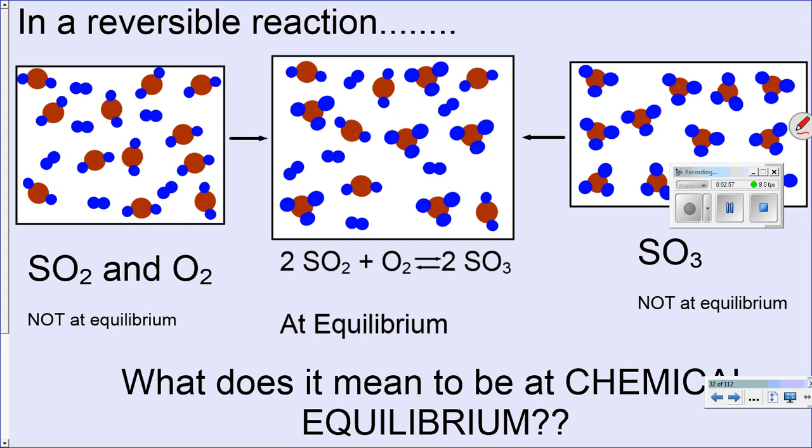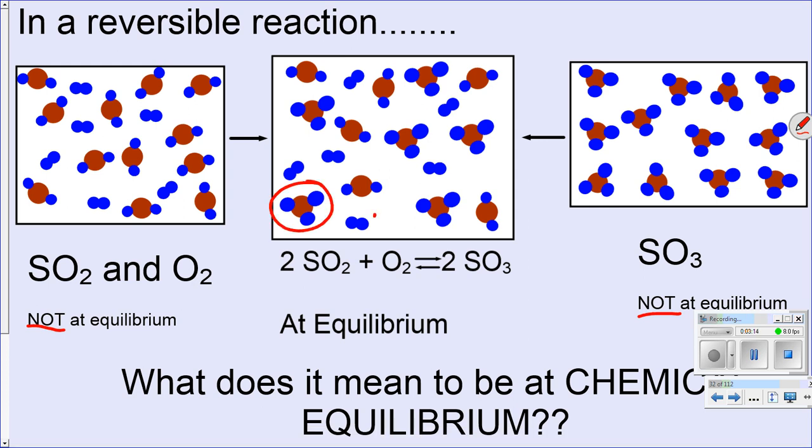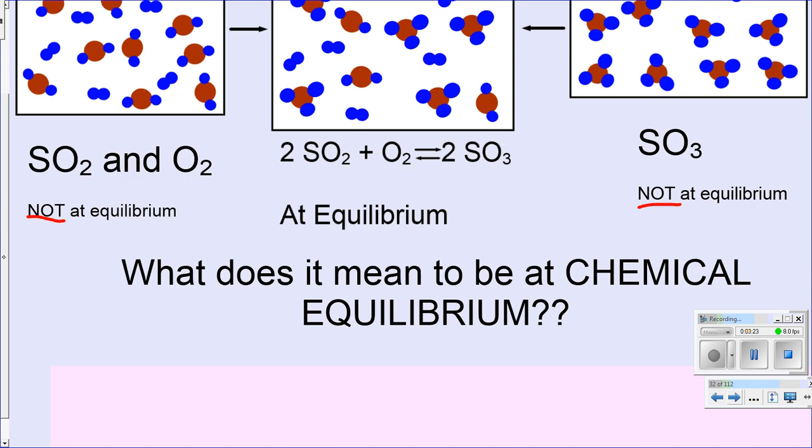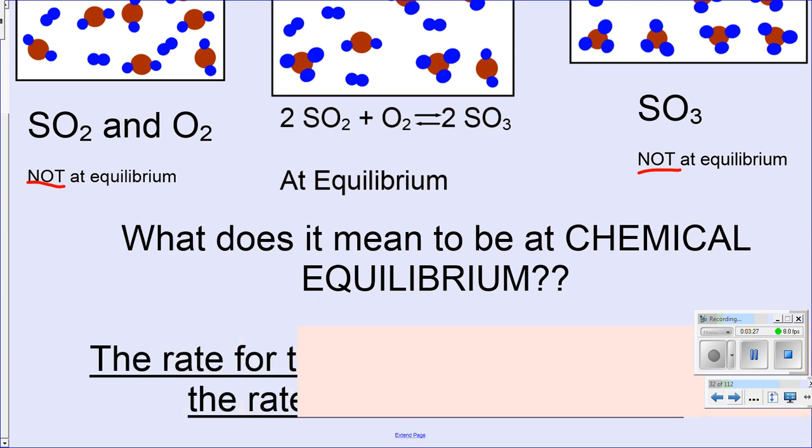When we have just SO2 and O2, we're not at equilibrium. When we have just SO3, we are not at equilibrium. What's actually going to happen with a system in chemical equilibrium is we're going to have both of these reactions occurring at the same time. And because both of these reactions are occurring at the same time, check it out: we have SO2, we have O2, we have SO3. We have all of these in the reaction vessel together. So neither of these things is happening in isolation of anything else, and we have a mixture of all of these reactants and products in our reaction vessel.